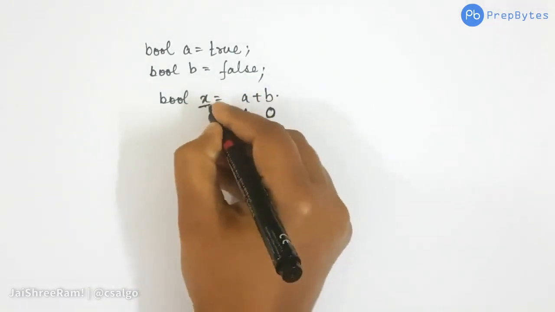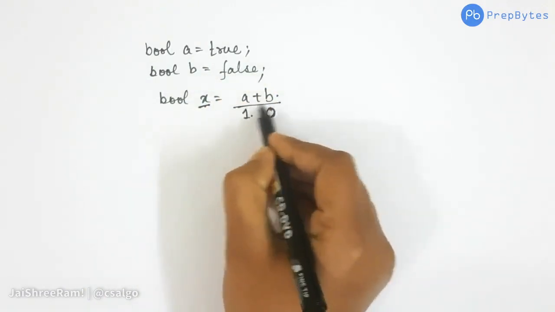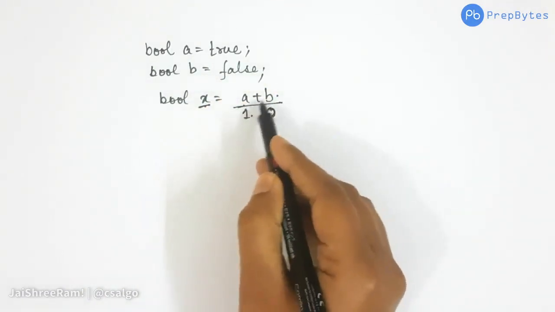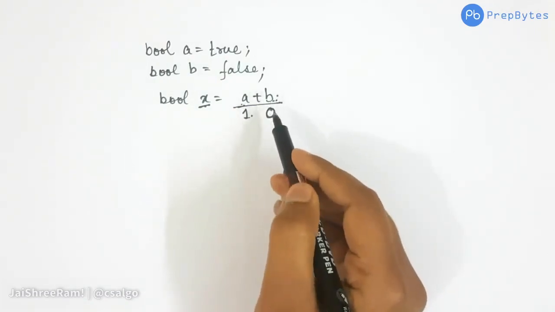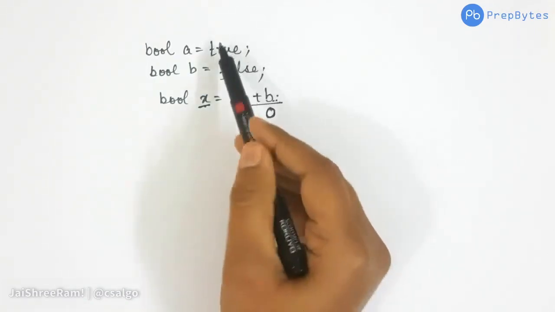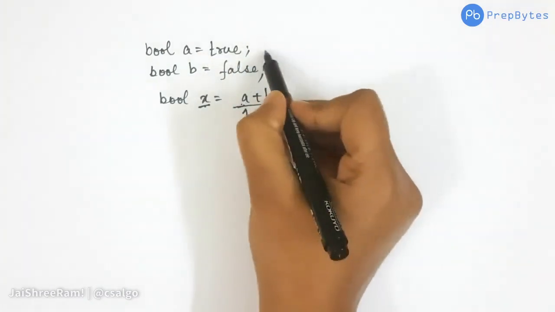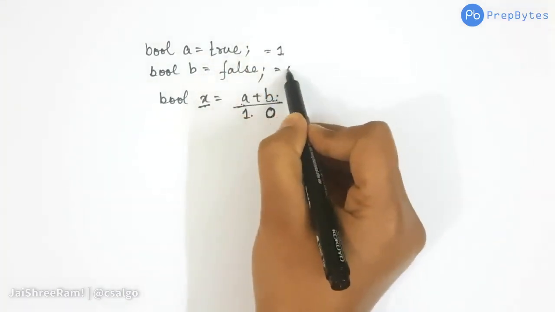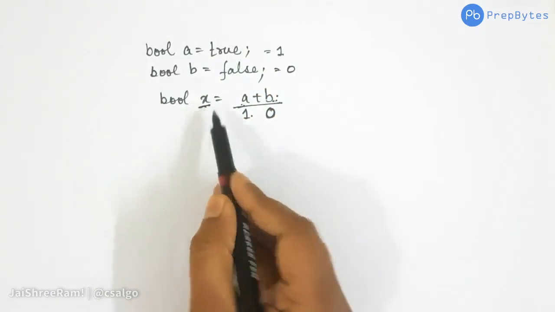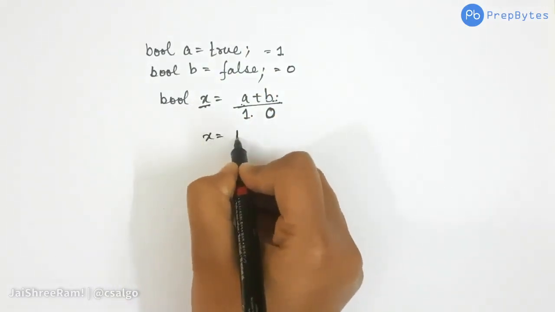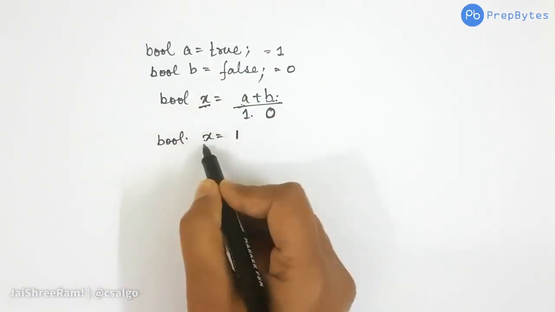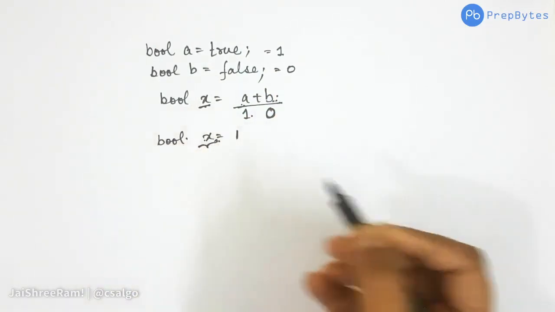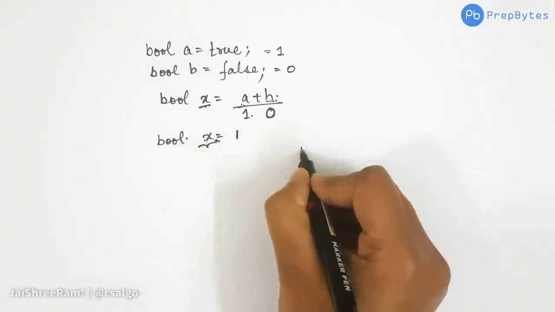Since x is a Boolean and here we are doing an arithmetic operation, adding two booleans, and again I'll repeat that booleans, if converted to integers, true gives the value 1 and false gives the value 0. So here x will have value 1, but since x is a Boolean, if we try to print x here, we will get the value of x as true.